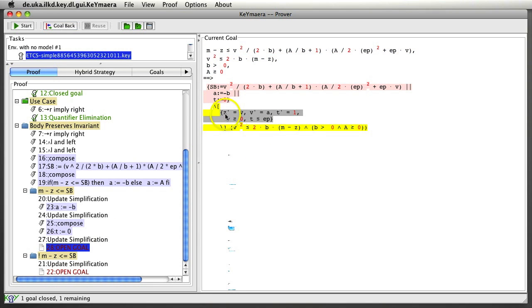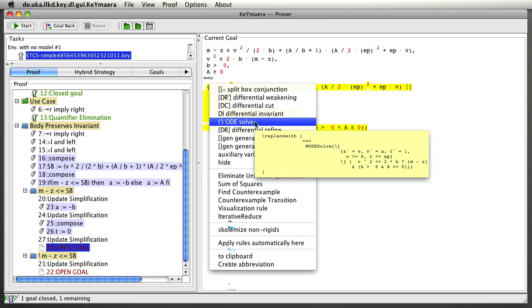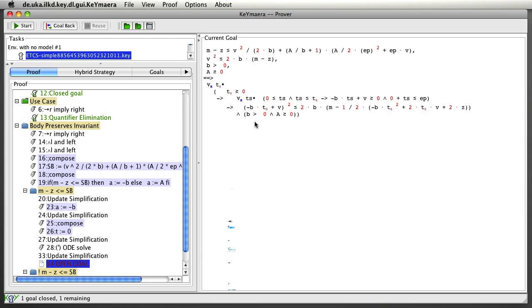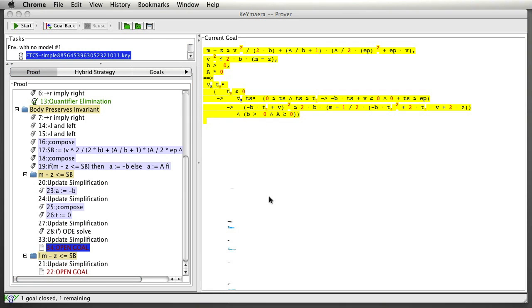So now we can just look at this differential equation here. And this is a pretty simple differential equation, so we can just solve that directly. So at this point, things start to get a little interesting because we actually have a solution to our differential equation, and that solution has been plugged into the remainder of our formula.